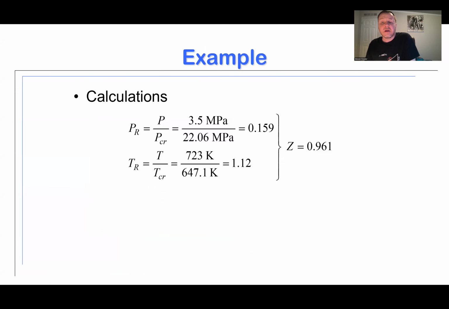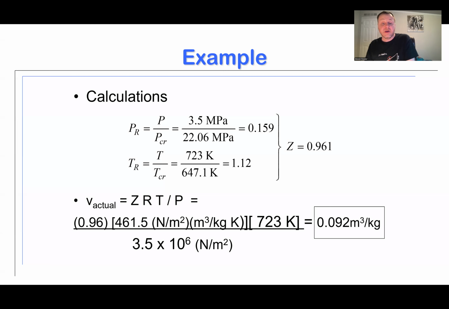But I'm not going to ask you to. I'm going to ask you to do it one time in a homework problem, and that's fine for my class and my purposes. So, what does this mean for us? Well, now we need to solve for a specific volume value. That's what the problem asked for originally: find the specific volume using a z-value.